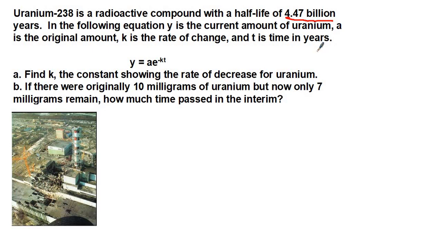So Chernobyl is now off limits. No person is legally allowed to go there because, of course, they could get contaminated with radioactive waste. So it says in this problem, uranium-238 is a compound with a half-life of almost 4.5 billion years. And the following equation, this one right here, and let me write it a little bit bigger so you can see it, gives us a way of telling how much substance is left.